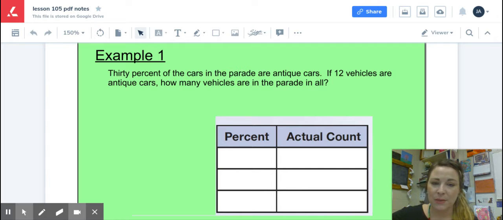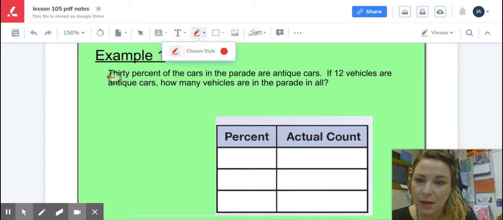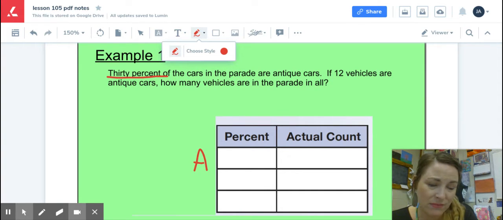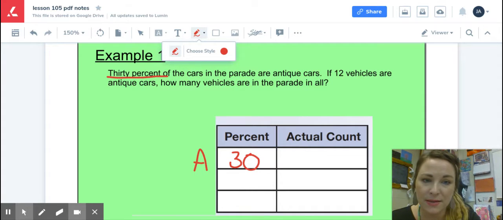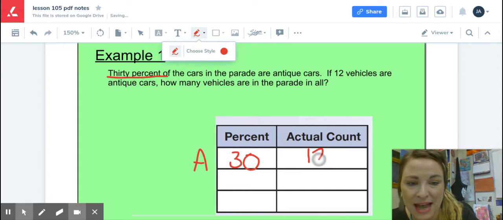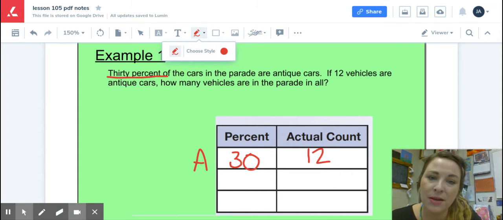So as we're setting up this ratio box, we're going to fill in some information that we know. Right away it tells us 30% of the cars in the parade are antique cars. I'm going to use A for antique cars, and they told us 30% of them were antique cars. If 12 vehicles are antique cars, that's also a piece of information, the actual count is 12. How many vehicles are in the parade in all? Well, look at all those other empty boxes. We have to use what we know and assume the stuff that we don't know.